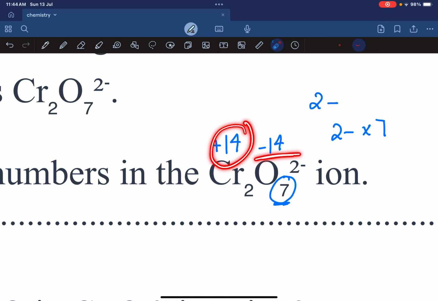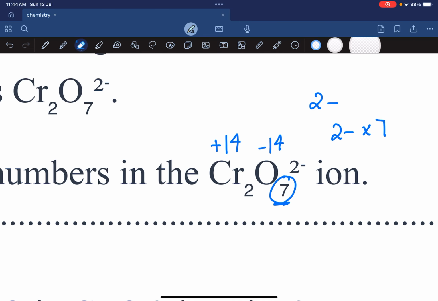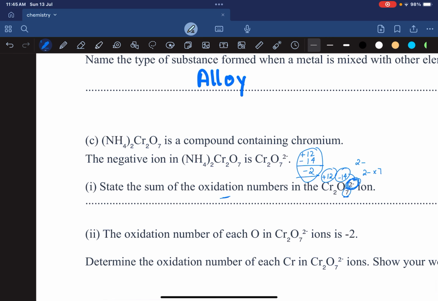That means I need to have 2 more negative charge. That means the positive charge is going to be simply a plus 12. Why a plus 12? Because if I do plus 12 and negative 14, what is going to be my answer? Negative 2. And that is the charge on this ion, and that is what I need. So the sum of charges is going to be negative 2.